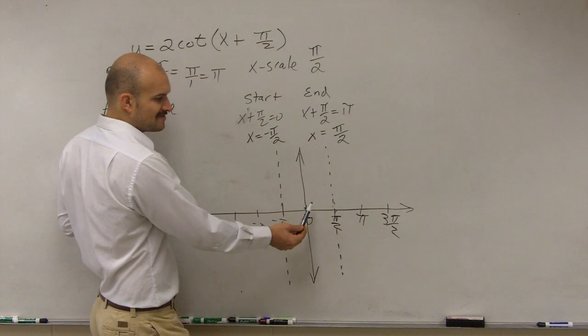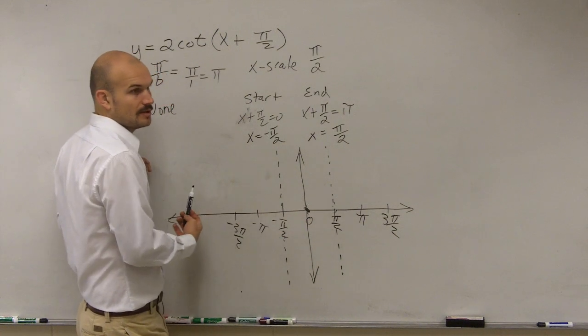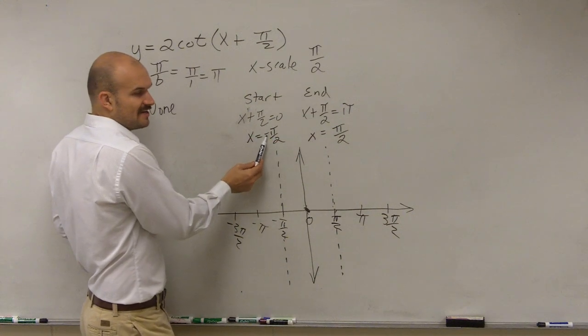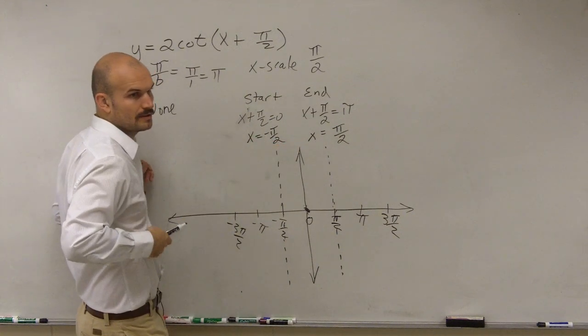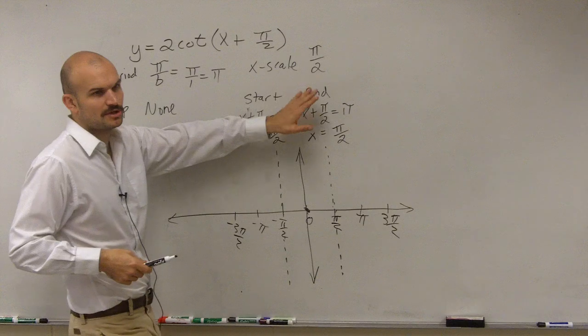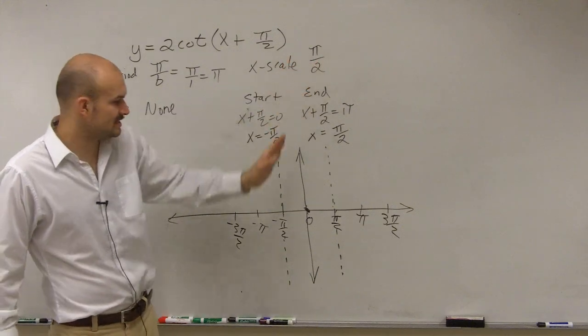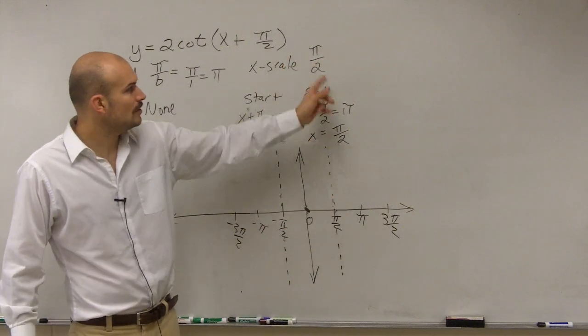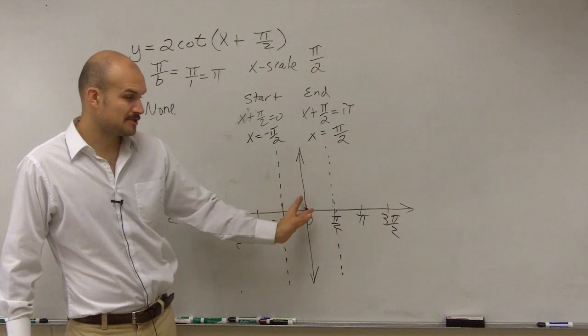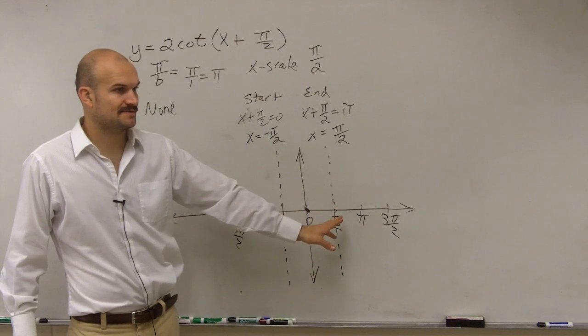So from here to here is pi halves. From here to here is pi halves. The start and the end are at negative pi over 2 and pi over 2. Okay? So I sometimes call the critical points like our x scale, the distance between your critical points, which is pi halves. So from here to here is pi halves, and from here to here is pi halves.